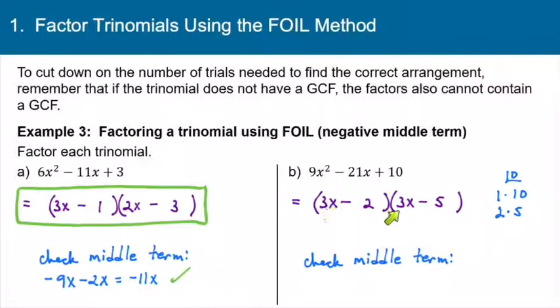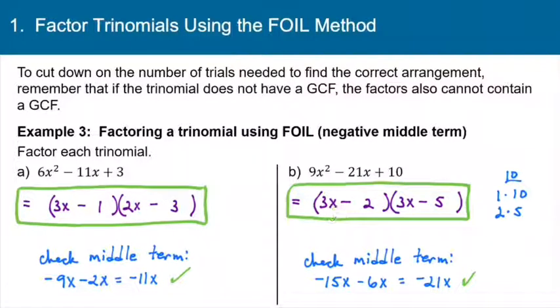Outer times outer is going to be negative 15x. Inner times inner is going to be negative 6x. Together those add up to negative 21x. That's what we needed them to add up to, so that's the correct middle term, and that means this is the correct factoring. And we really just got lucky here that we put everything in the right place the first time.